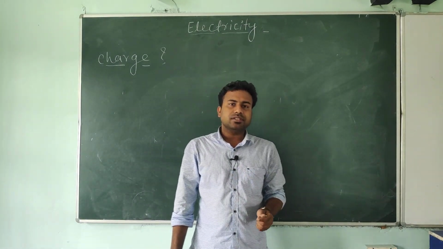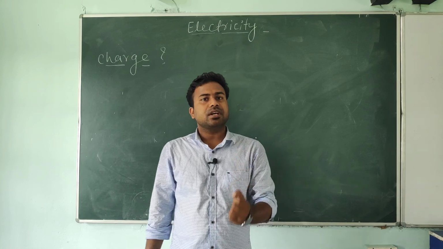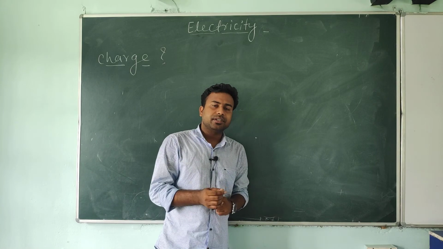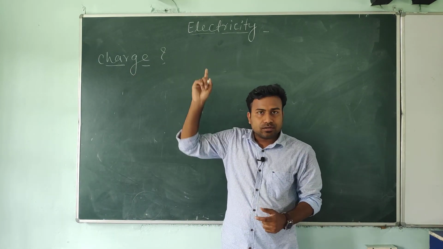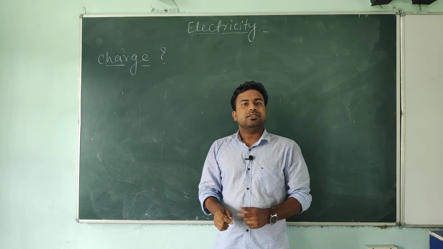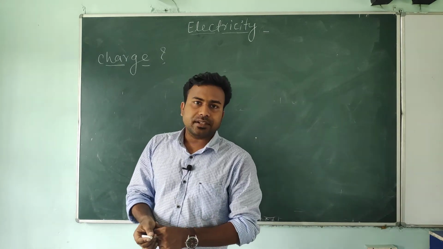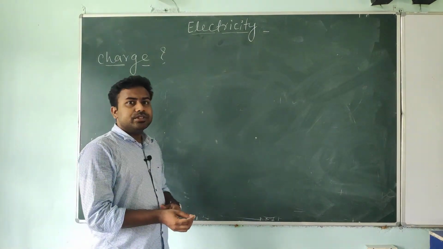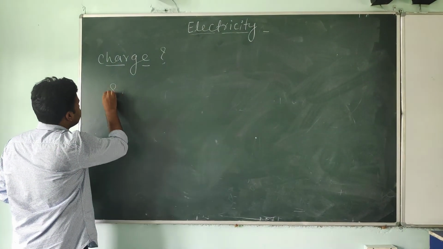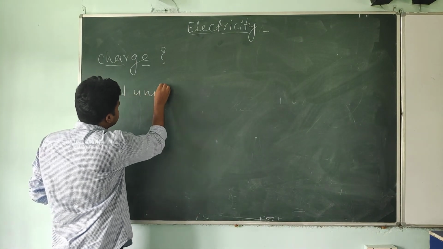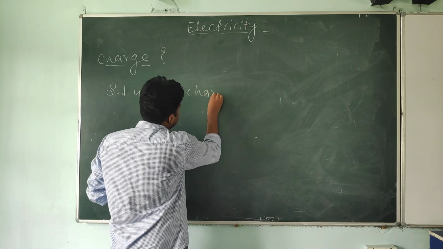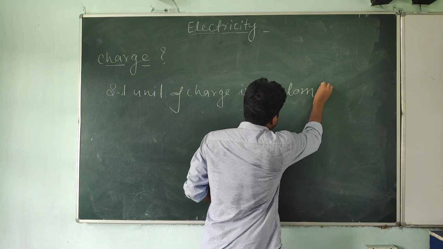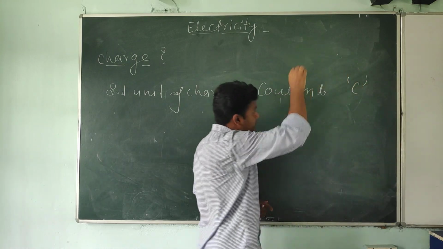So simple, students, it's a property associated with substance due to which it experiences electric and magnetic effects. Again I am repeating, students, it's a property associated with substance due to which it experiences electric and magnetic effects. Now, do you understand what is the unit of charge? Coulomb. So we can write the SI unit of charge is Coulomb, and we denote it with the capital C.